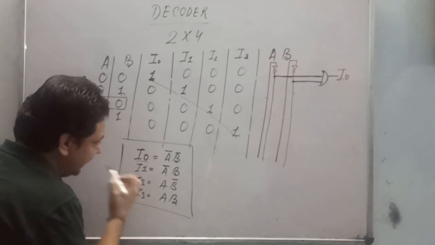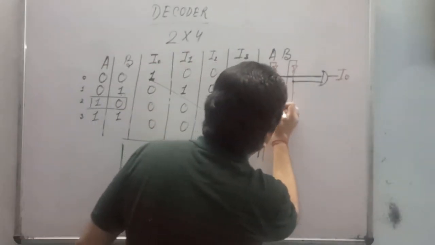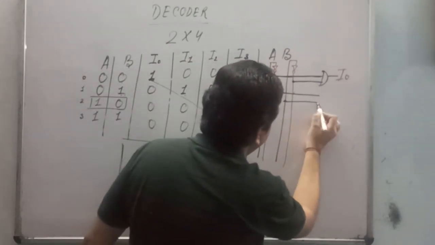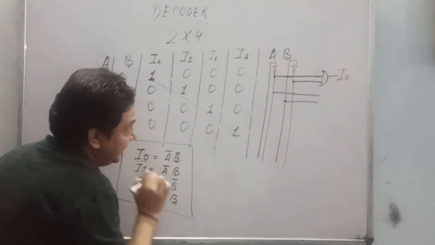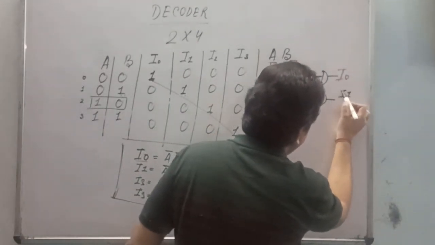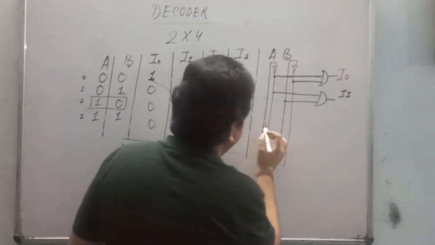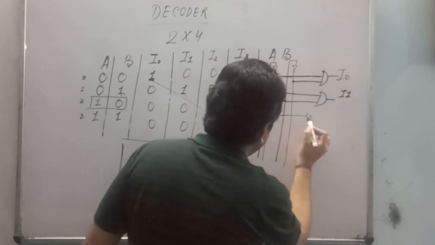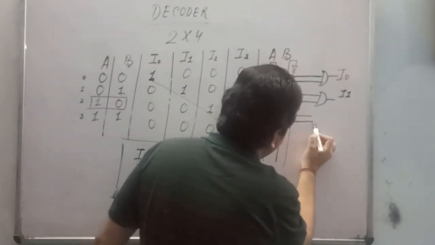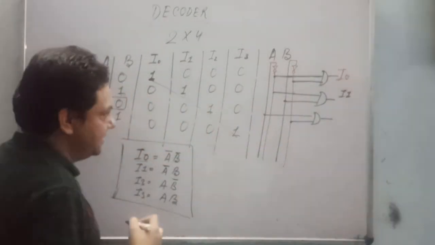Understand? Now for I1, A bar. For the bar I have to connect with the NOT gate, and B I can take directly, and there is no sign, that means AND, so this one will be I1. After that, I2, A B bar. So A I can take directly, and for the B bar I have to connect with the NOT gate, and again the AND is there.